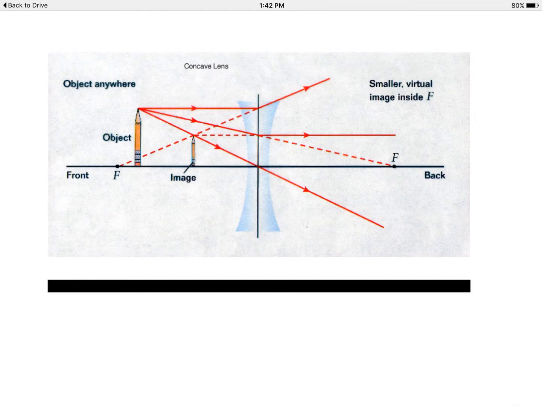Now, this one follows the same three principles, but be careful here, and we'll practice this in class as well. I'll do this with blue. I'm starting at the tip of the pencil every time. Ray number one comes in parallel to the principal axis. Once again, it bends as it goes in and as it comes out, but they're showing one bend in the middle of this lens, which is okay. The net result is the ray comes out like this. That light is bent.